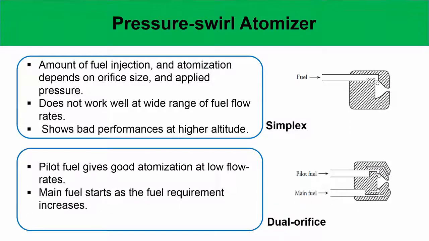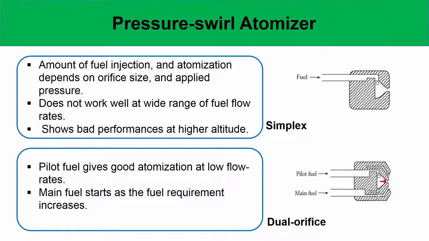Okay. And this one is a dual orifice atomizer. What you have is a cut section, so it is essentially a circumference like this. In the center, it has an orifice for injecting pilot fuel, and it has an orifice for injecting main fuel. The pilot fuel gives good atomization at low flow rate, and the main fuel starts when the fuel requirement increases.